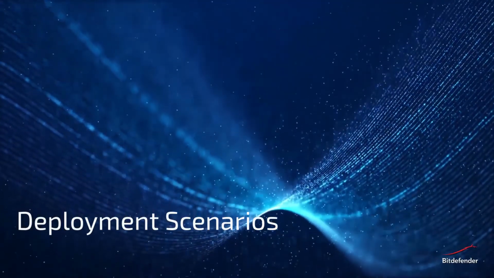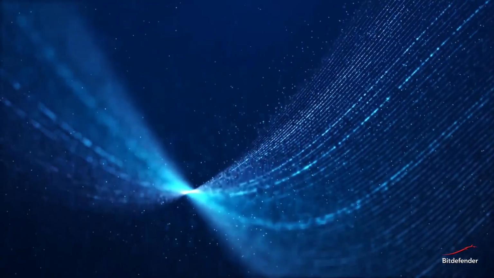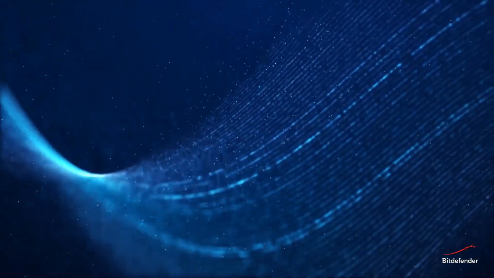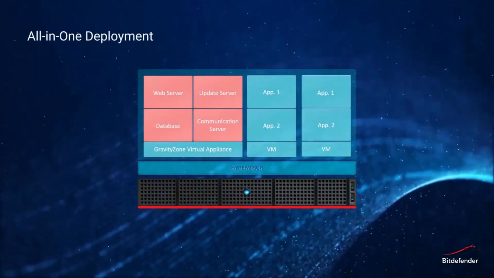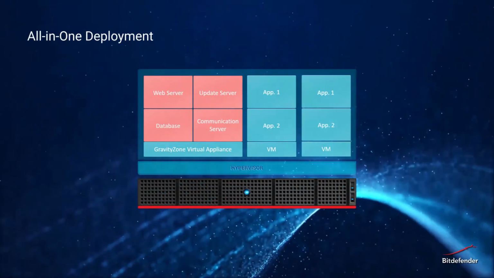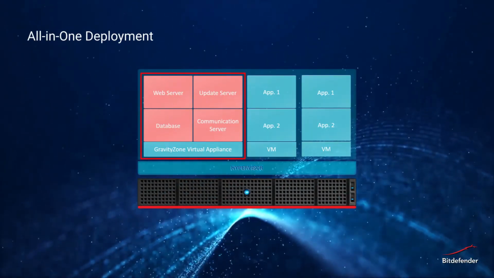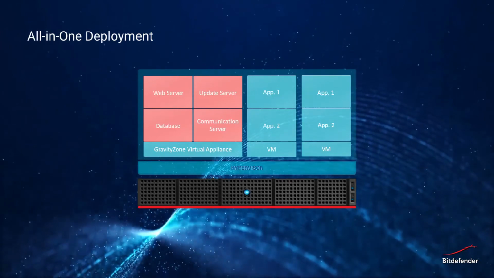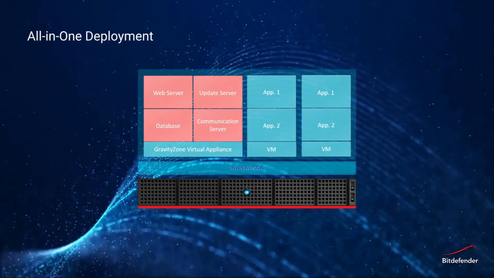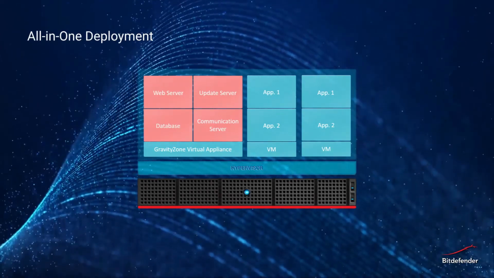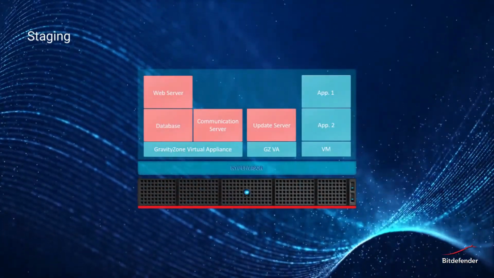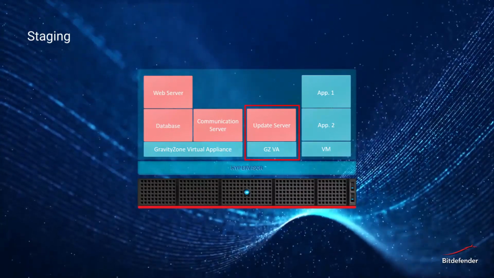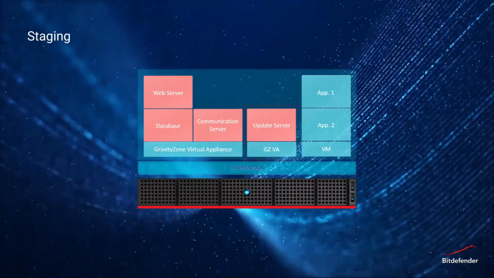Deployment scenarios. In this chapter, we recommend pausing the video, in case you need to better understand the illustrated scenarios. In an all-in-one deployment, all GravityZone roles will be installed and configured on the same virtual appliance. This means that you will be deploying just one single GravityZone appliance. In this scenario, in order to enable staging, the update server needs to be separately installed.